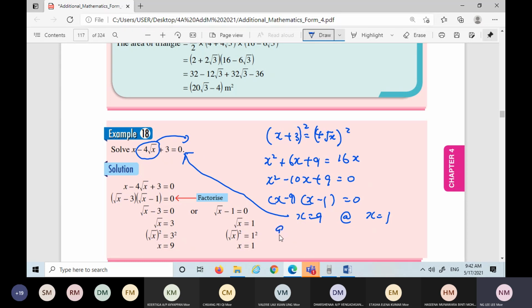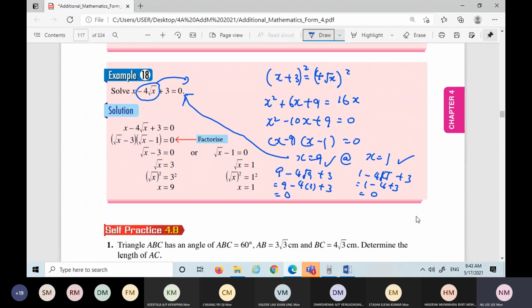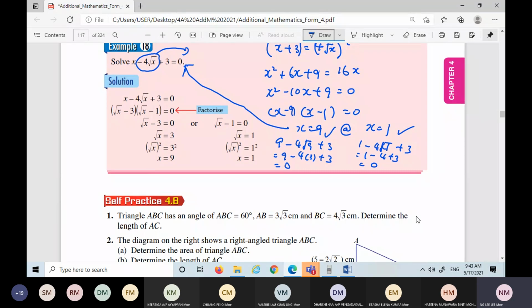Okay, first one is 9 minus 4 square root of 9 plus 3. This is 12, this is 12, so you get 0. So this one you accept. How about 1? This one also you get 0, so both are accepted. So remember when you have this kind of question and you use the method of squaring both sides, you have to check the answer.